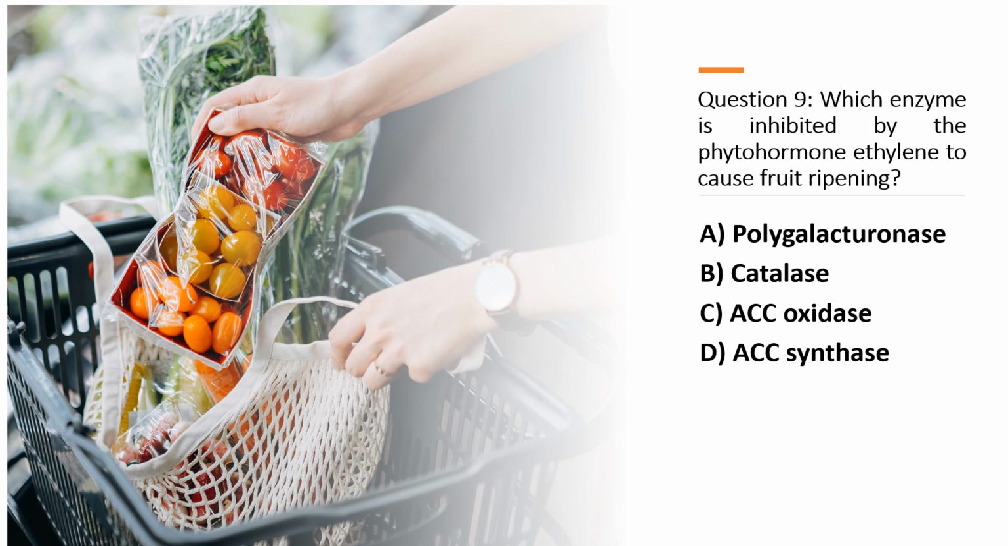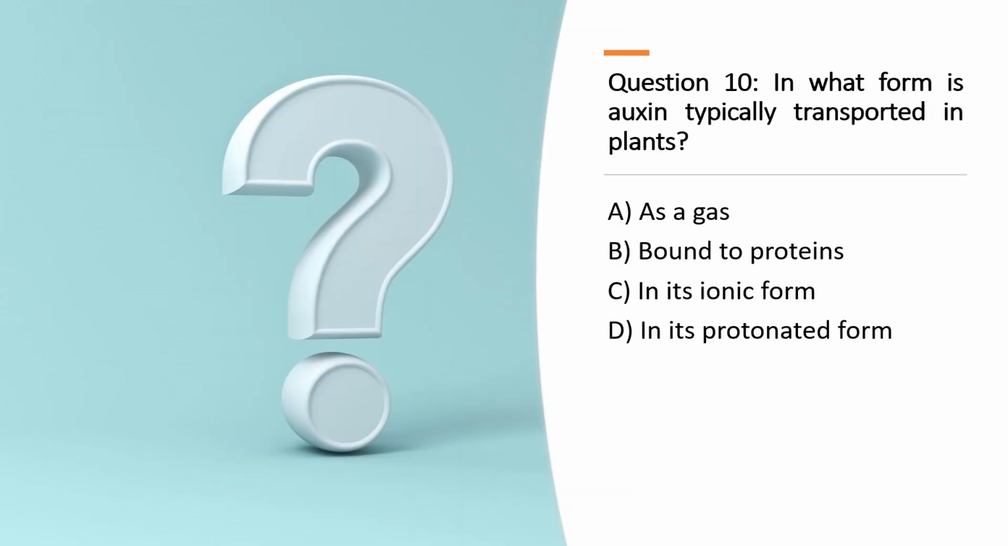The last question for today is, in what form is auxin typically transported in plants? A. As a gas. B. Bound to proteins. C. In its ionic form. D. In its protonated form. So most of the people get confused between C and D. But the correct answer is D, the protonated form.